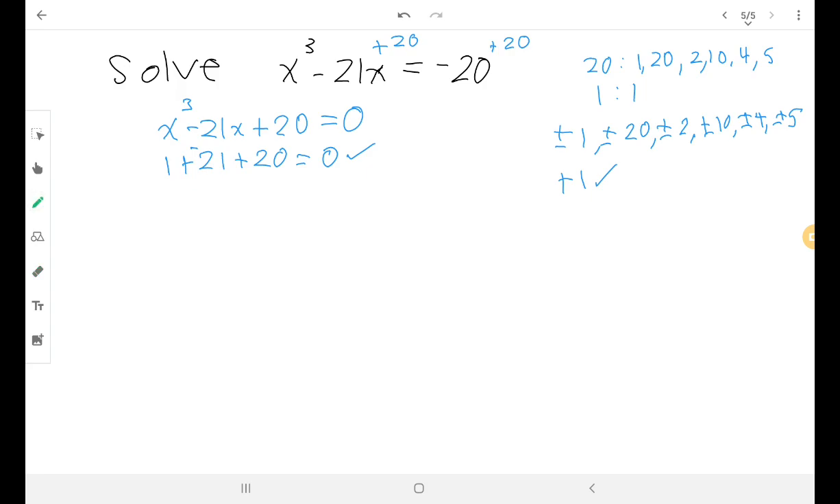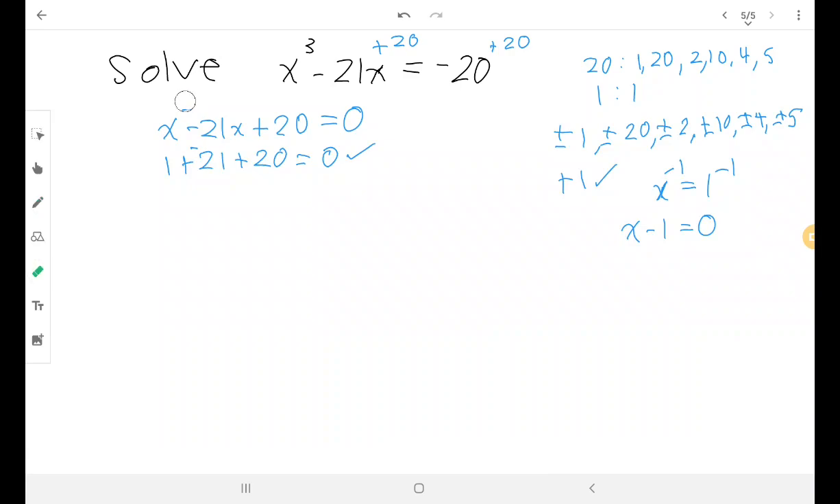Because roots are just x-intercepts. They're the x values of the x-intercepts. But since I know that x equals 1 is a solution, is a root, then I can solve that one for 0 and know that x minus 1 is a factor. And then I can do the long division on it.